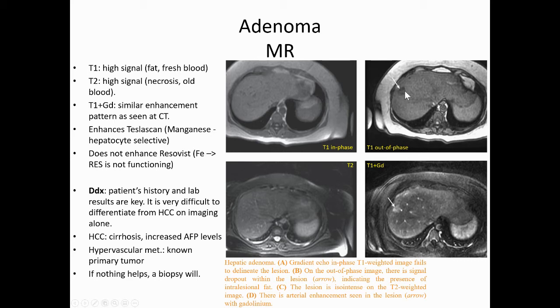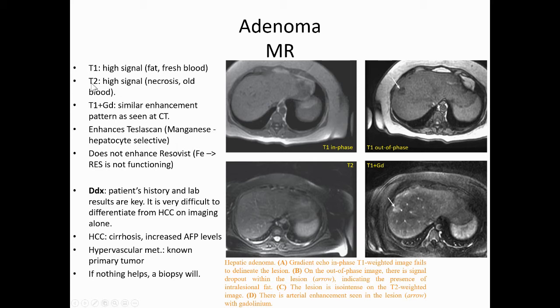So there is a lesion in the right lobe of the liver. On the in phase, it's not really showing up. However, on the out of phase image, some of it will become low signal, and that's diagnostic for fat. At the T2, it's isointense, so it is the same color as the liver.